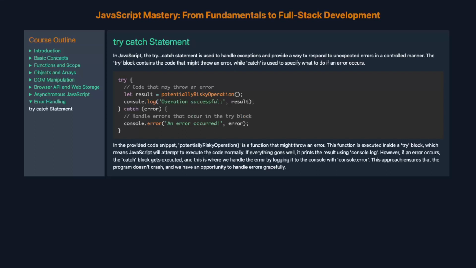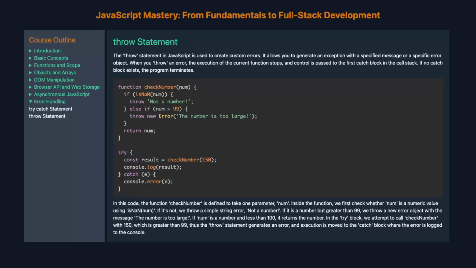This approach ensures that the program doesn't crash, and we have an opportunity to handle errors gracefully. Throw statement. The throw statement in JavaScript is used to create custom errors. It allows you to generate an exception with a specified message or a specific error object. When you throw an error, the execution of the current function stops, and control is passed to the first catch block in the call stack. If no catch block exists, the program terminates.